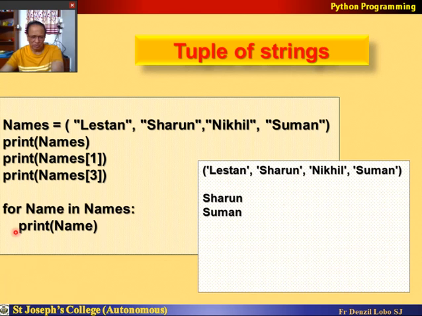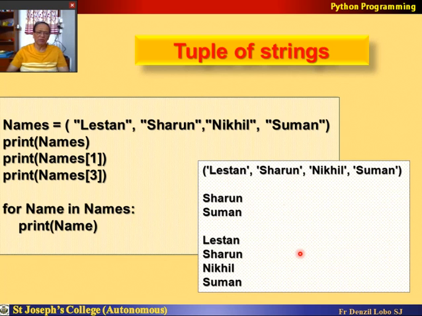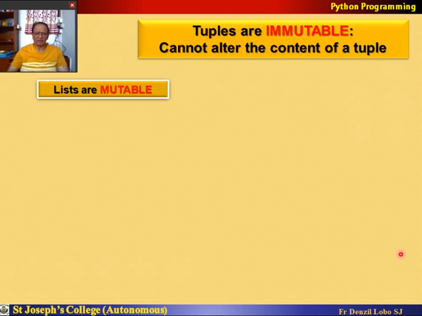Now we use a for loop to access each of the elements. So for name in names, print name. Naturally it is going to print all the 4 names which are present in this tuple. As you see, everything is very much like the list, all the operations. We'll come to the difference now. Now we come to the difference.